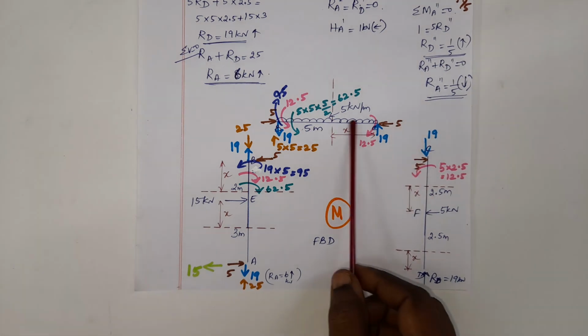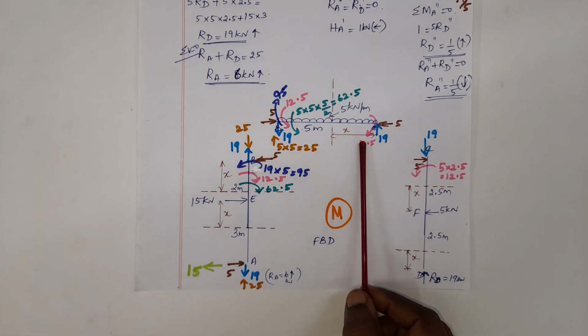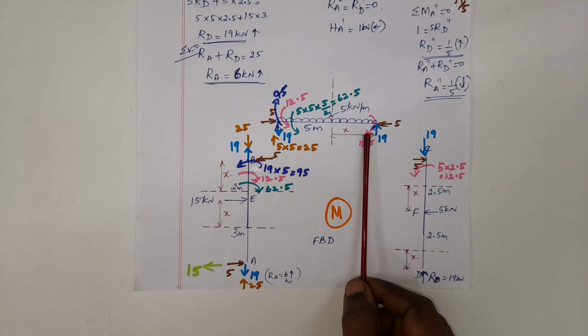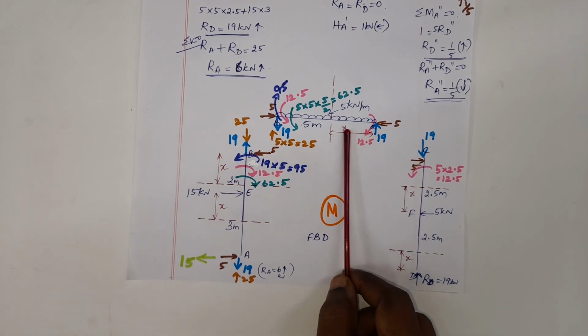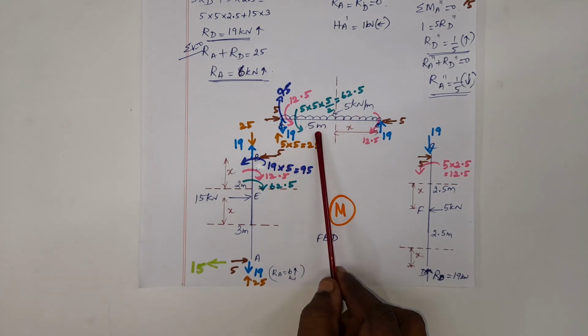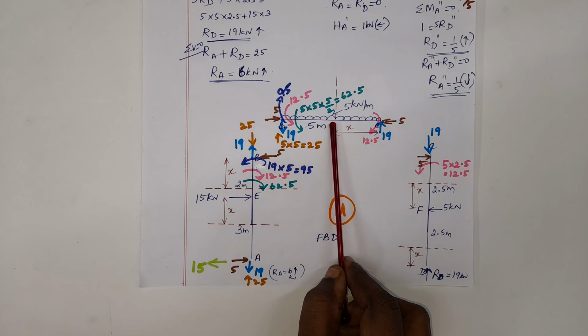Next, after this, we proceed to the beam. At joint C, it is the starting of UDL. So here we don't have any reaction or moment. Starting from here, proceeding towards the other end, you have the effect of the total load of UDL, that is 25, acting in the downward direction.